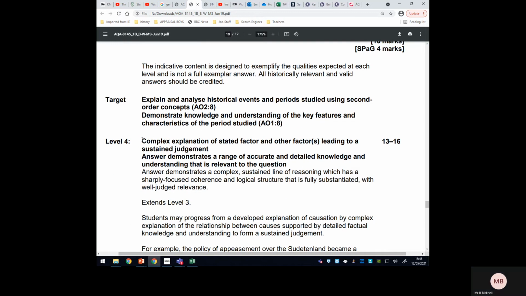Now, if you look at the mark scheme, it says complex explanation of stated factor and other factors. So technically, you only have to write about 2 factors and you can still get a top level on this. But you're going to have a bit longer in your mock exam than you would have in a normal exam. So I would suggest that you are writing about 3. Whatever the question is asking you, you have to write about that factor that they give you, and then you write about 2 other ones.